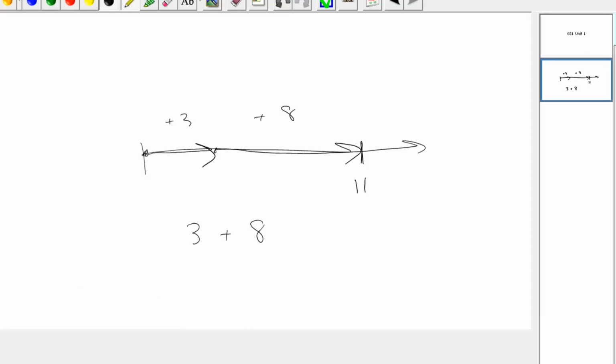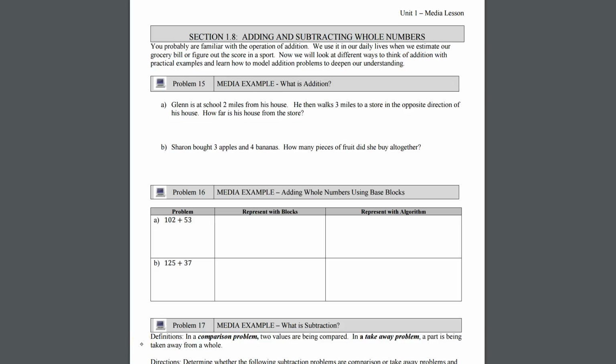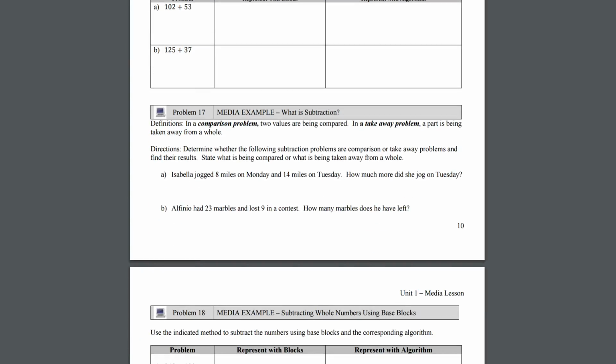Sorry. There we go. Okay, now subtraction. There's 2 subtraction examples here. 2 types in context. Again, we usually start in context to help them understand and relate to real life. Okay, so we have comparison problems and takeaway problems.